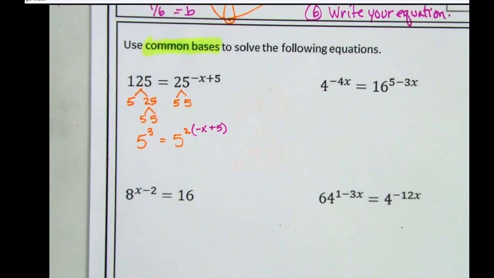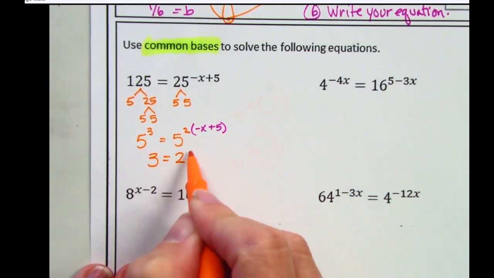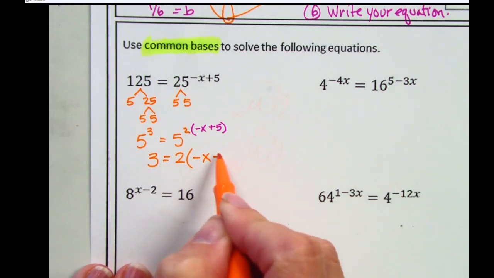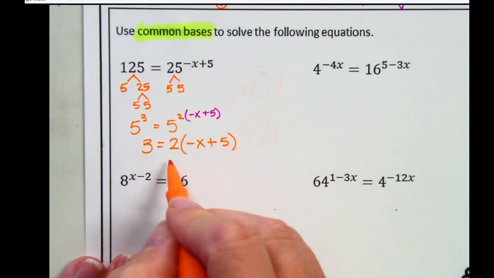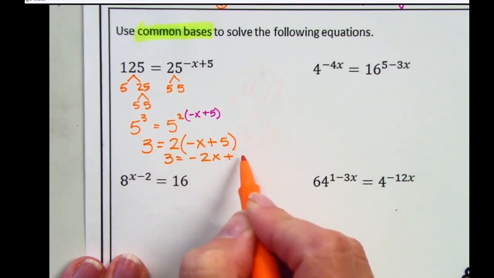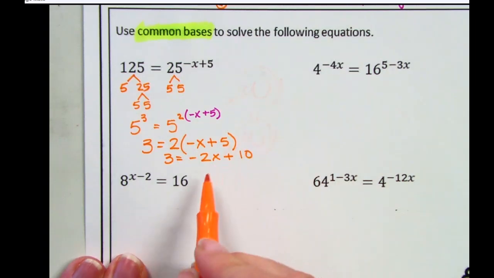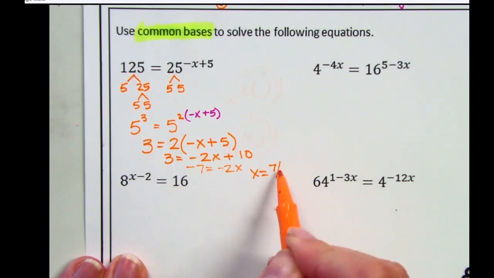Now, my bases are the same. If the bases are equal, what do we know about the exponents? They're equal as well. So I can just rewrite this as 3 equals 2 times negative x plus 5. I'm going to have to write tiny. Negative 2x plus 10. Negative 7 equals negative 2x, so x is 7 halves.